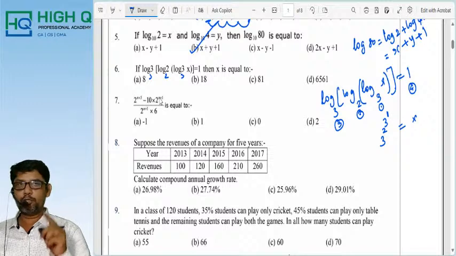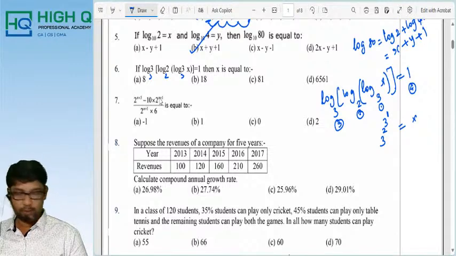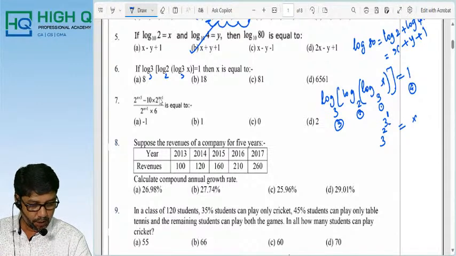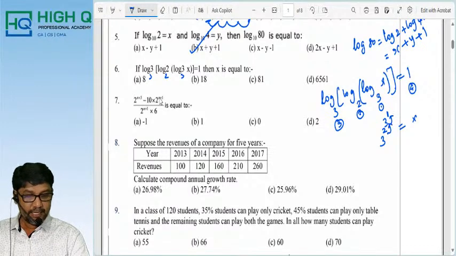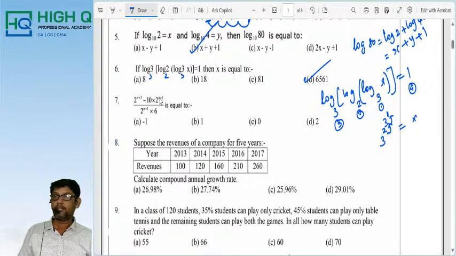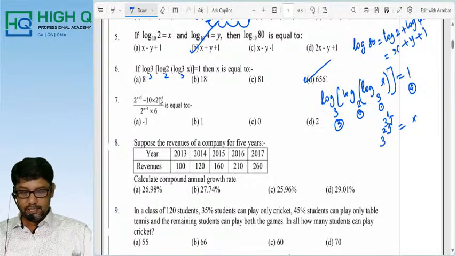And here you should be very careful now in finding the answer. Start from here. 3 power 1 is 3. 2 power 3 is 8. 3 power 8 is 6561. Is that correct, my dear? Yes, 6561.